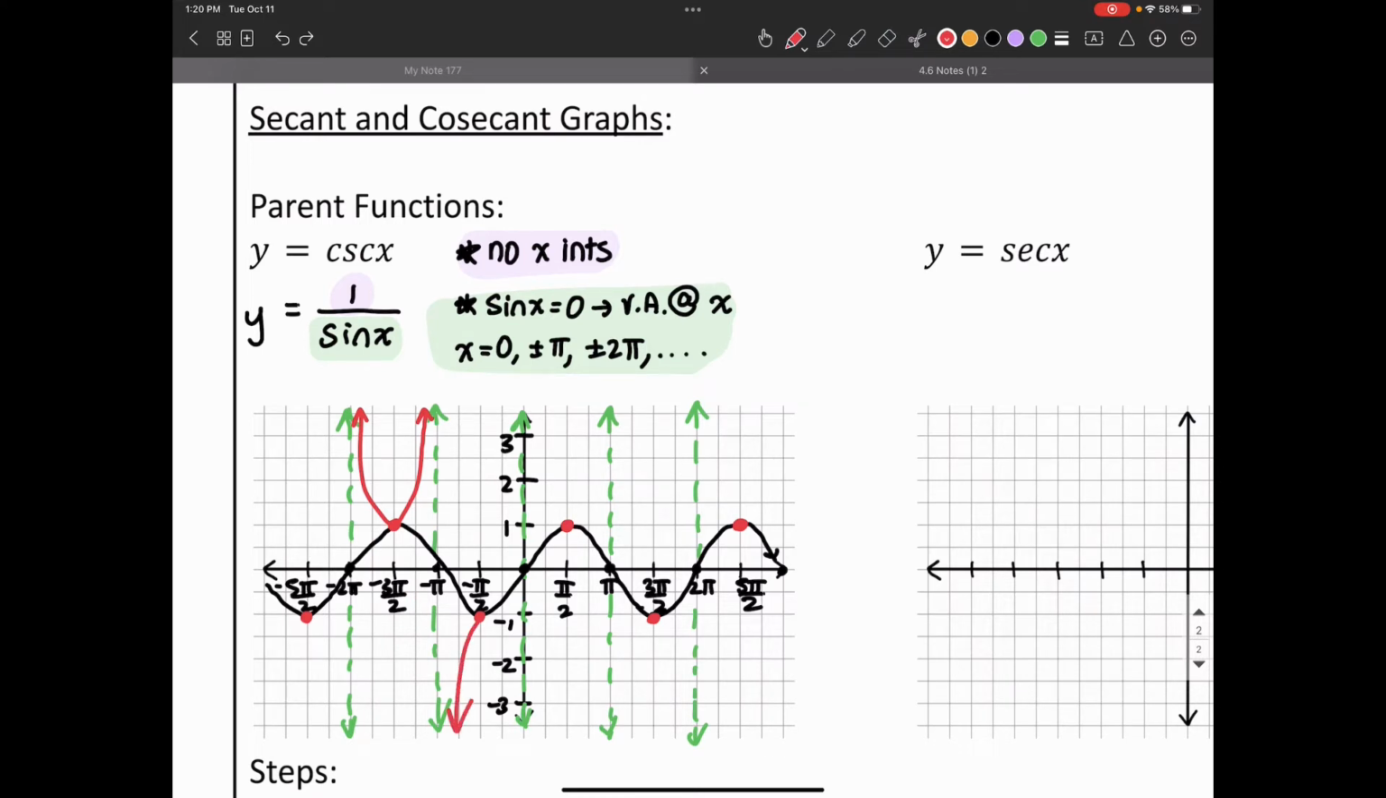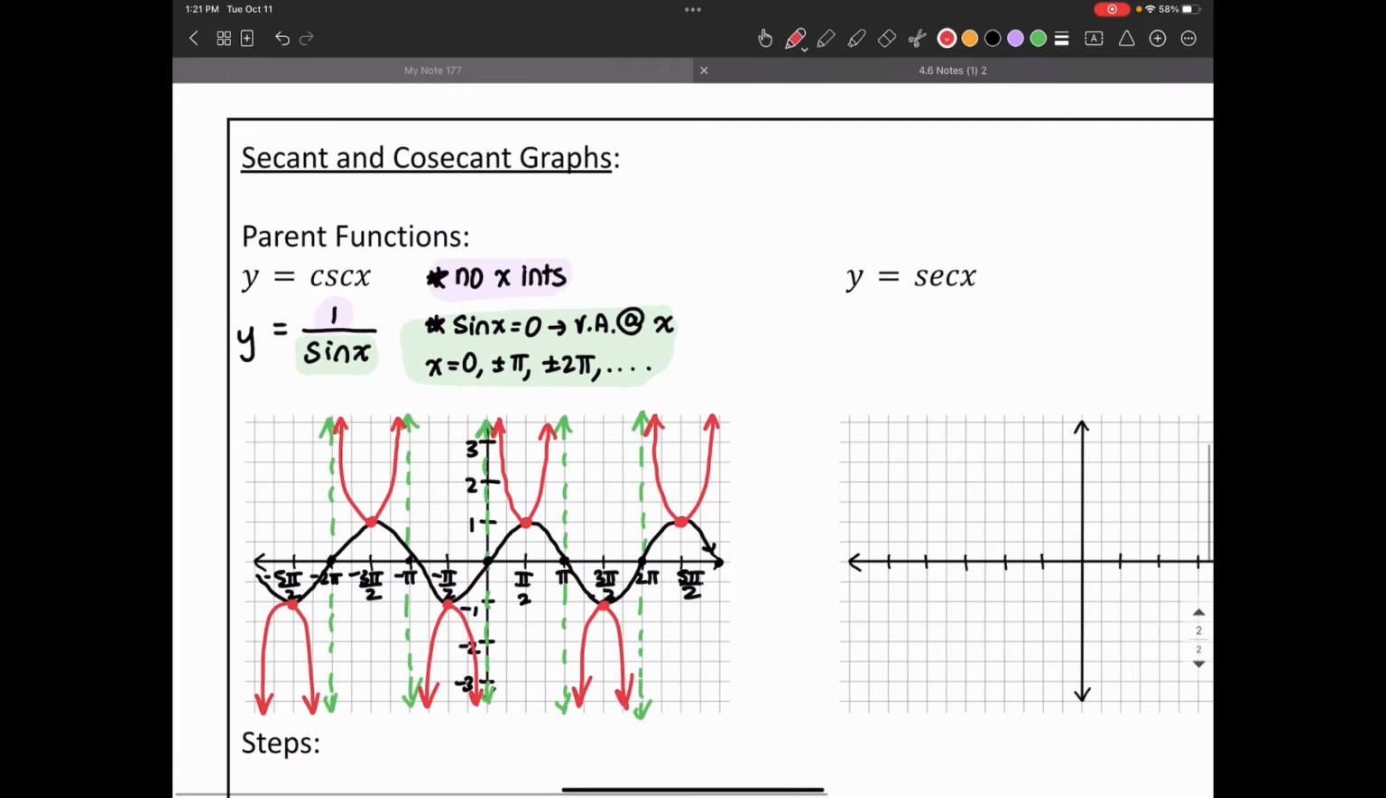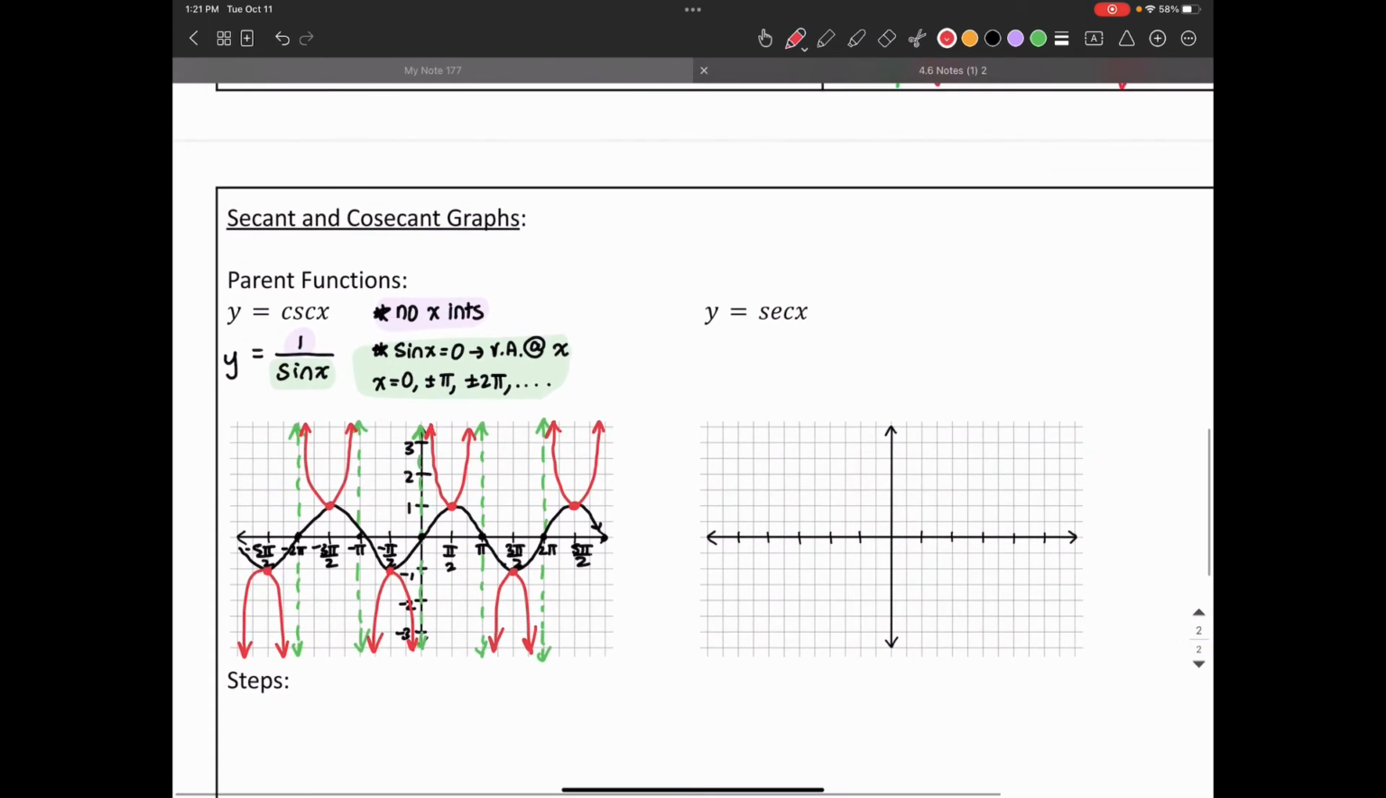So I should be drawing a little parabola here, and a little parabola here, and one here and one here. And if there is a vertical asymptote there, I could just draw half of it. I'll just draw the whole thing. So this is what my cosecant parent function would look like.